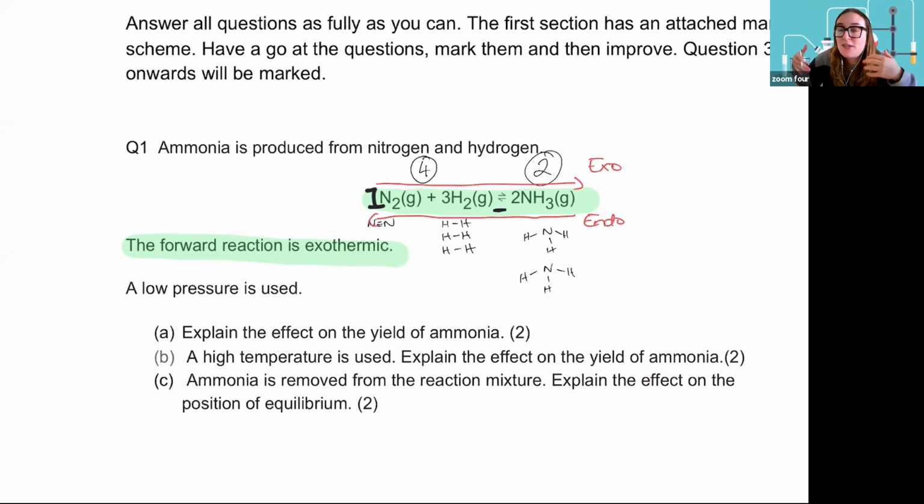I've just done that because sometimes when you go into tests or you go into exam questions, you can feel that pressure. And sometimes this sort of thing can help take that pressure off. You just get down what you know on the page. So let's look at the actual question here.